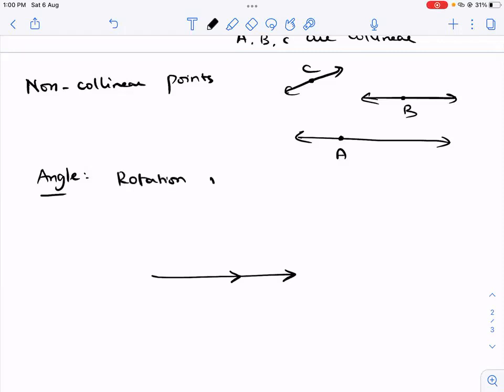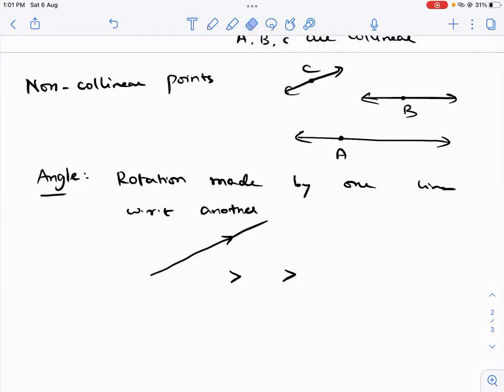Rotation made by one line with respect to another. Are you able to understand what I'm trying to say? For you to define an angle, one line has to get revolved with respect to another. Why am I using line again? Line or ray, whatever it is. Why am I using that word?